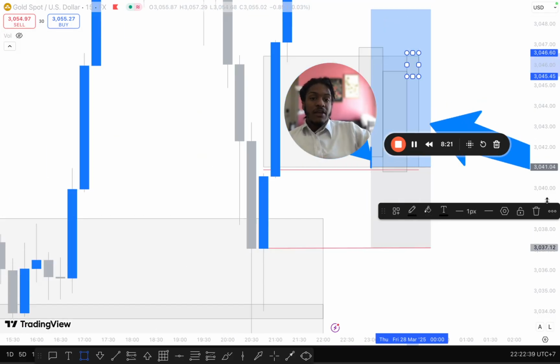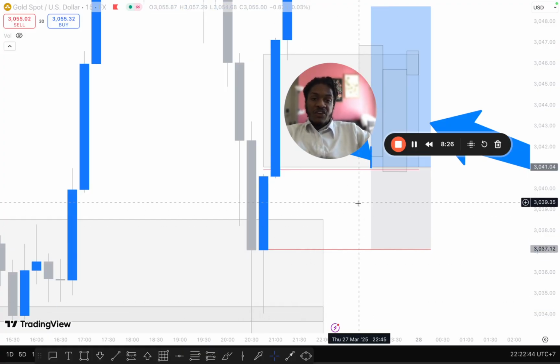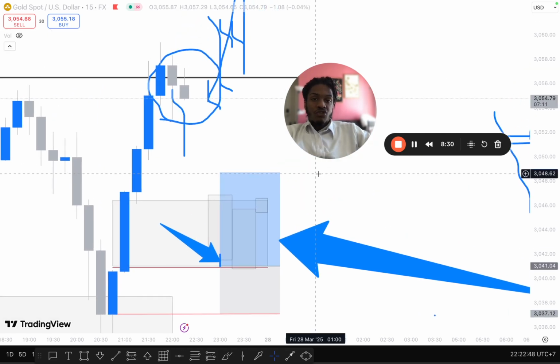So you won't see price hang out in these areas. When you're trading fair value gaps, trading supply and demand is trading with precision. So if you're trading at the right correct levels, you shouldn't have much drawdown.